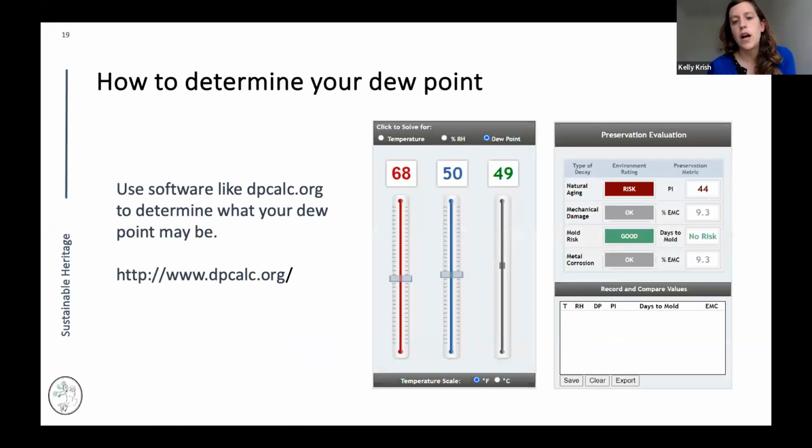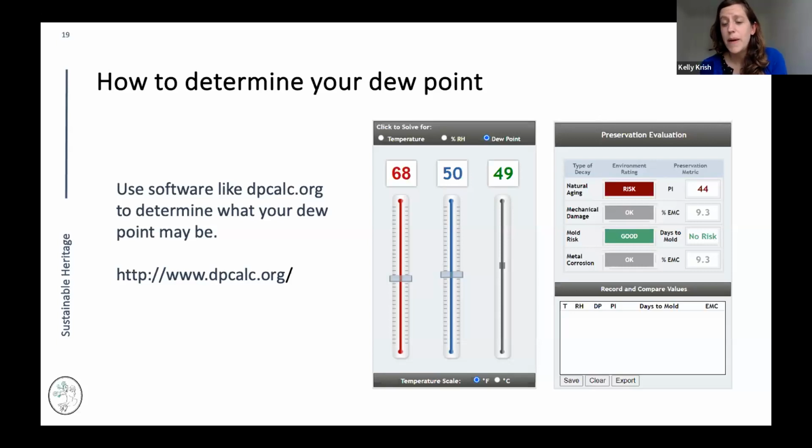Another way you can look at the relationship between these three parameters is there's a free website called dpcalc.org, and you can use these sliders to see how they respond at different levels. And then on the right-hand side, you can see how they're impacting the preservation environment in the collection.